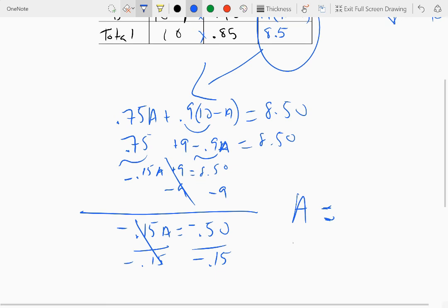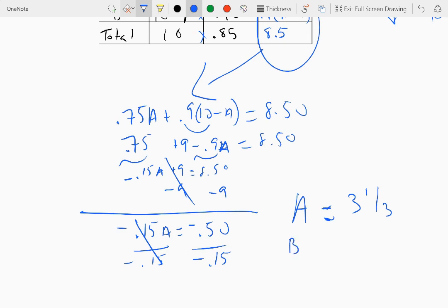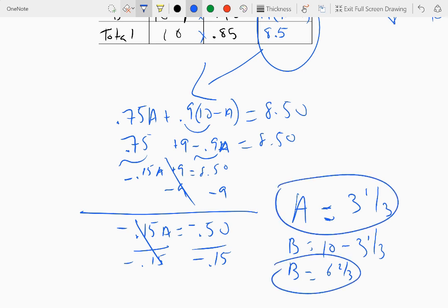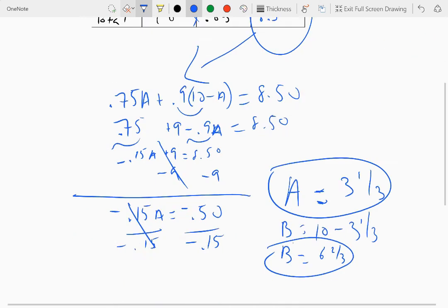I get A is equal to 3 1/3. Okay. And then naturally, for B, all I have to do is B is equal to 10 minus 3 1/3. So naturally, B will equal 6 2/3. Because those two put together should equal 10 pounds.